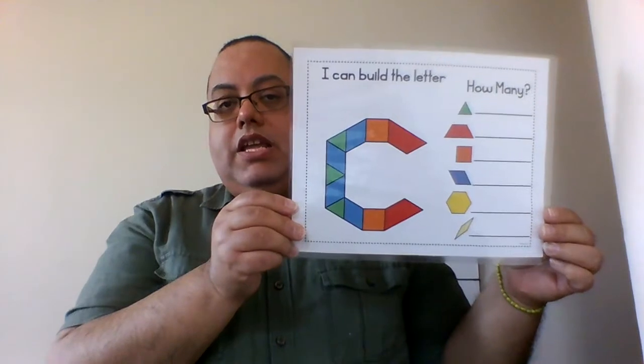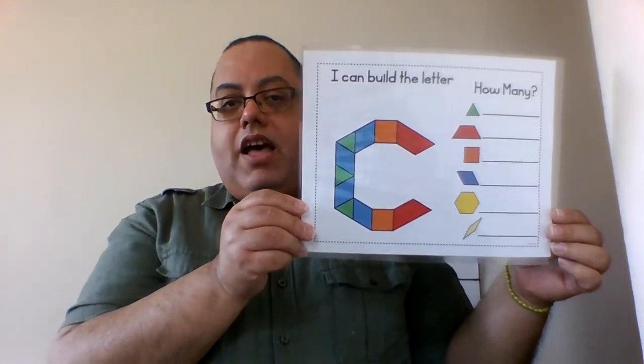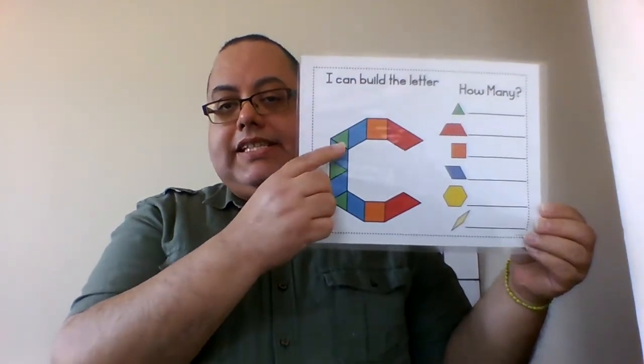This week, we're going to be using some of the pattern blocks for some of the days, and other days we're going to do addition and subtraction. So I'm going to go back to some of the letters that we did not cover with pattern blocks, and the first one is the letter C. I can build the letter C.